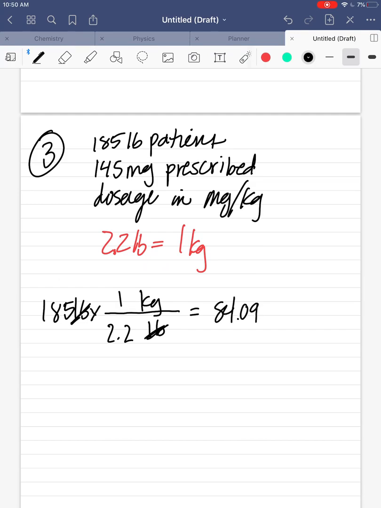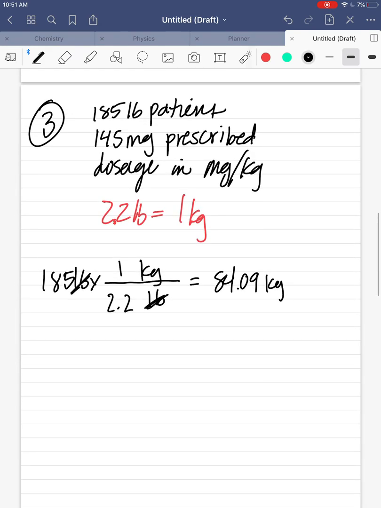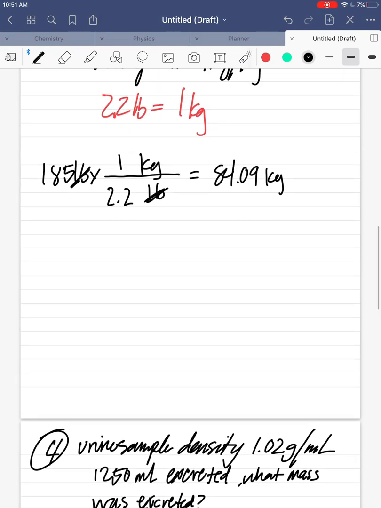Now, really, when you're dealing with a patient, you're probably not going to want to round, to be completely honest with you, because you need your dosage to be on point. But out of habit, I rounded it to 2 decimal places, and it's not always a good thing.